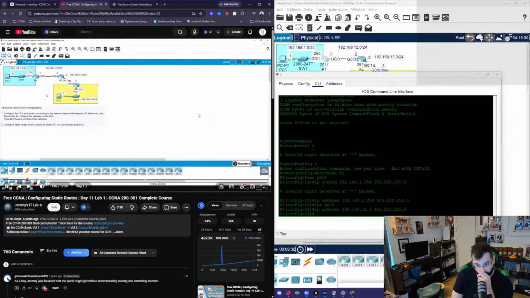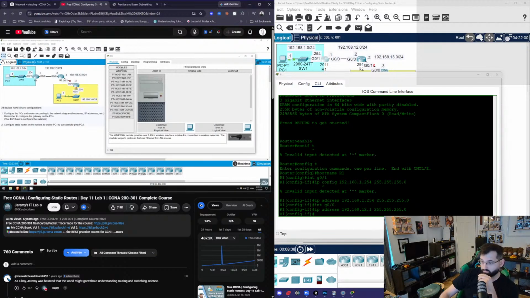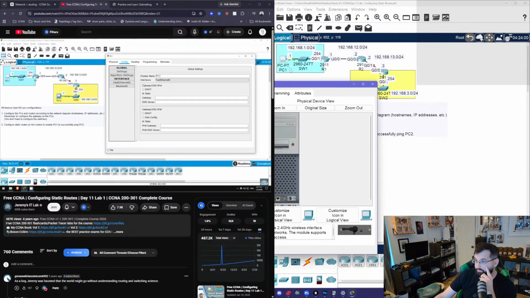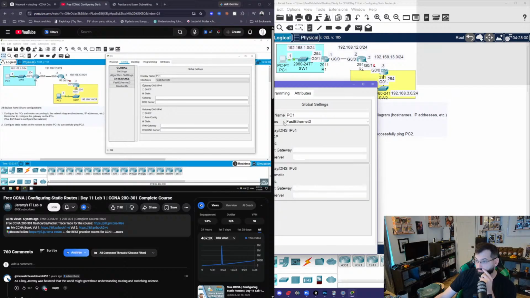So let's do the basic configurations for each device as instructed in step 1. I'll start on PC1 first. Click on Config. Yeah, I didn't do that. So we're just going to manually configure this 192.168.1.1. It should have... No, we don't need DNS server.